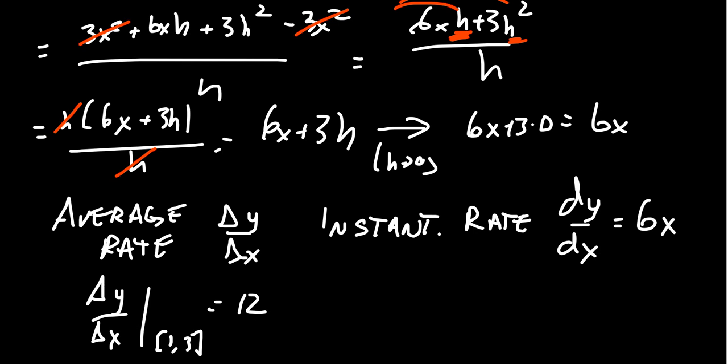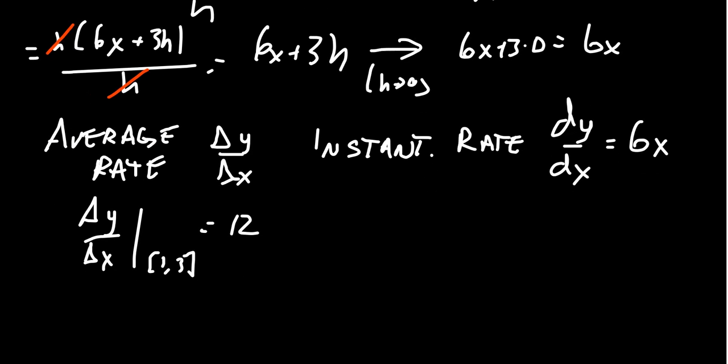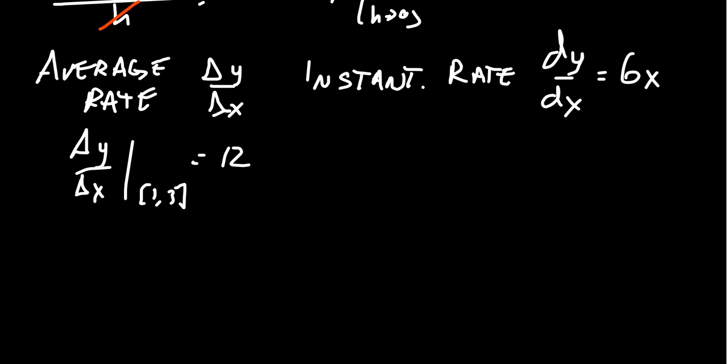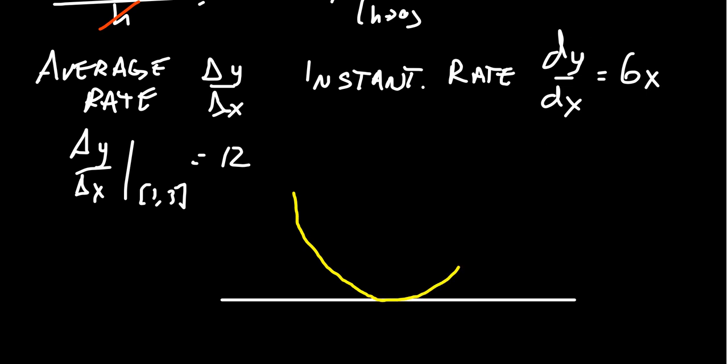So what this told us is, taking again our parabola, I'm just going to redraw it on the screen right here. It looks something like the following. If we take the point 1 and we take the point 3, then connecting the dots, the slope of the secant line would look like m equals 12.